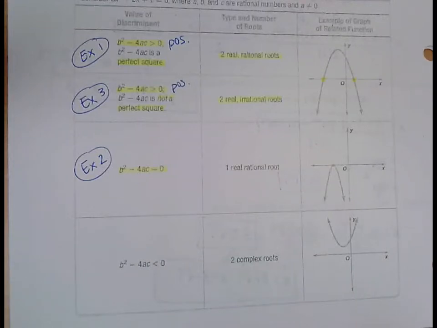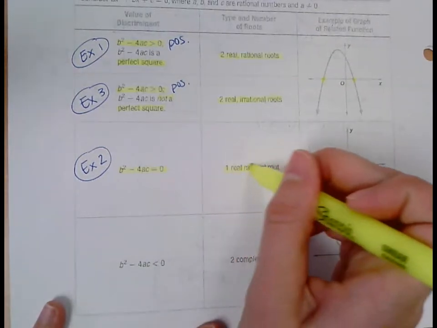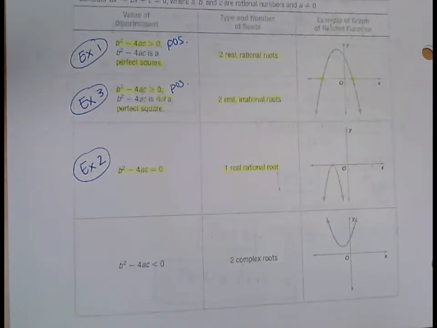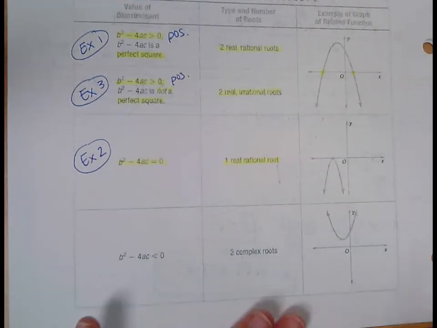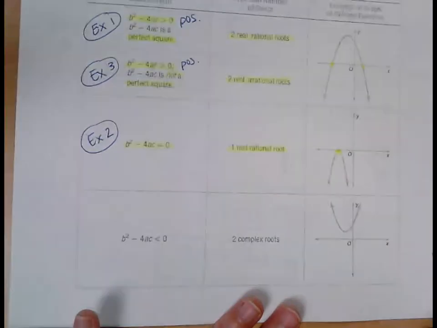If you get 0 as the discriminant, you are only going to get one answer because you'll have your opposite of b plus 0 and your opposite of b minus 0. It's going to be the same thing. So you have one real answer and it will always be rational because the square root is gone. And what that would mean on a graph is you have one x-intercept, that's the vertex.